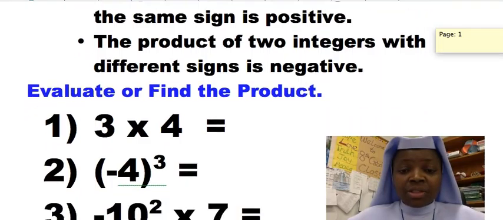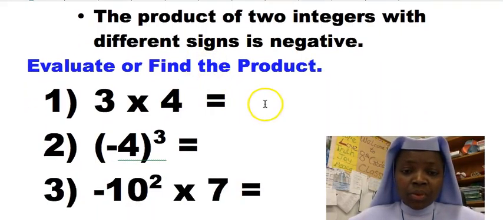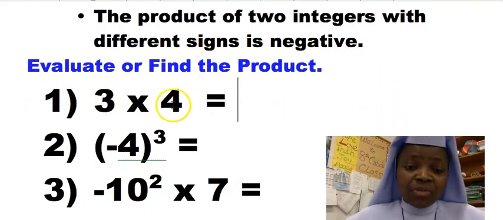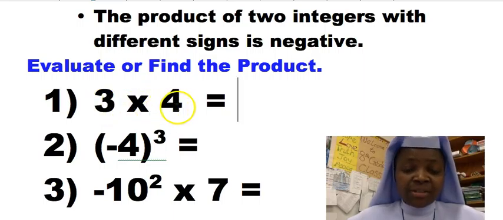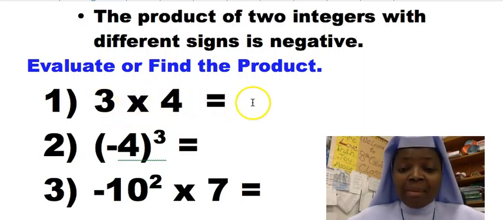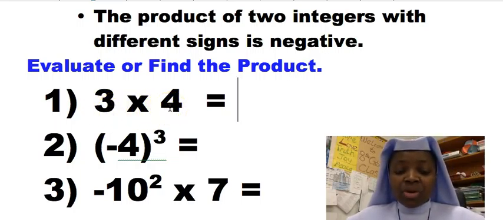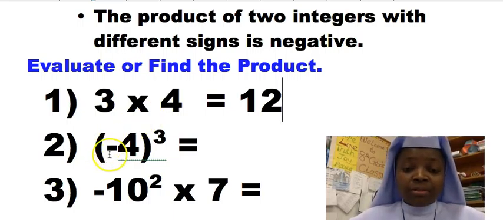So let's solve some more problems with this rule. So 3 times 4, 3 is positive, 4 is positive, so both of them have the same sign. Our product will be positive. Remember, our product is positive not because they are positive, but because they have the same sign. And 3 times 4 is 12. So our product is positive 12.